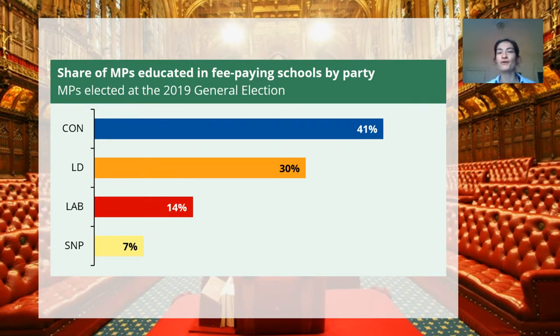So Boris Johnson's first cabinet, the cabinet he named when he first became prime minister in 2019, 64% of those people attended fee-paying schools at some point in their primary or secondary educations, compared to only 7% of the general population in the United Kingdom.